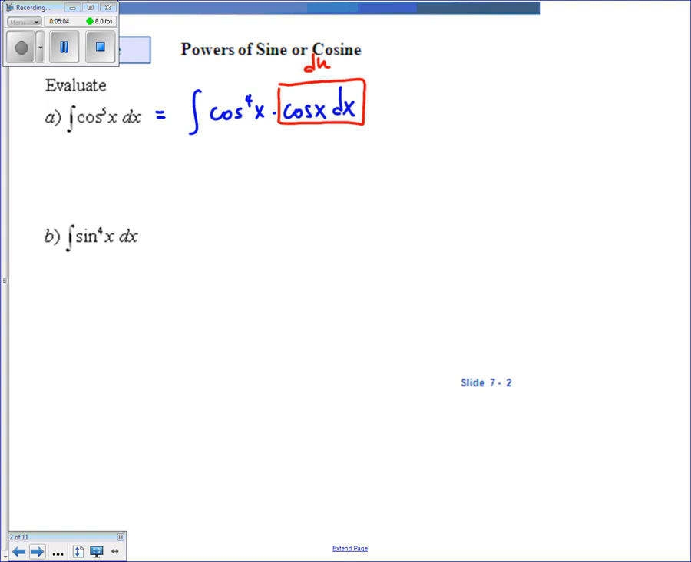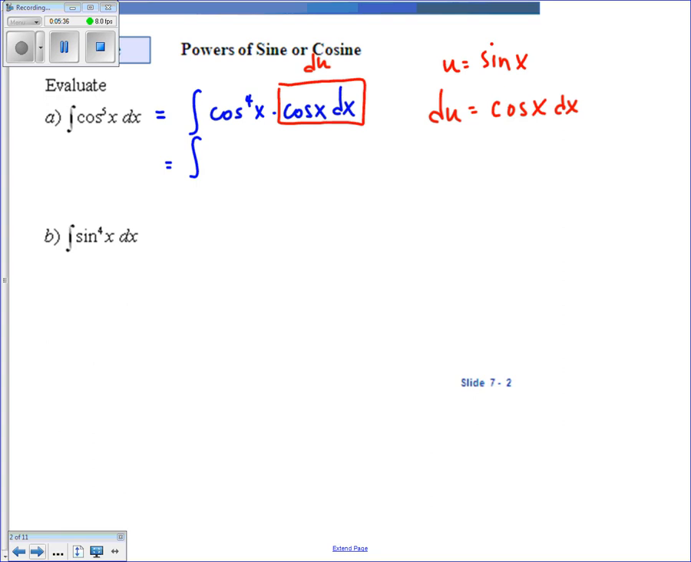So if your du had a cosine in it, what would the u need to be? If the du is going to have a cosine in it, the u is going to have a sine. So I'm going to let u be the sine of x, and then figure out what your du is going to be. Your du will be just a cosine of x dx, and now you're ready to make your u substitution.